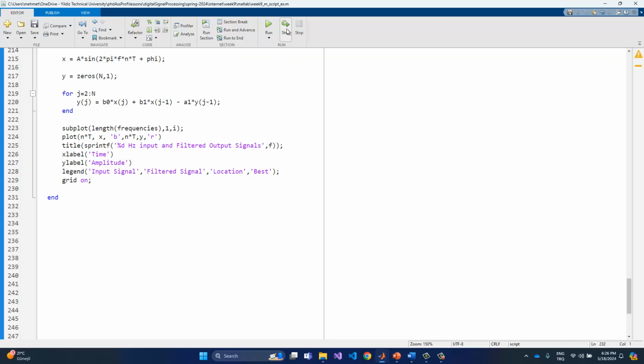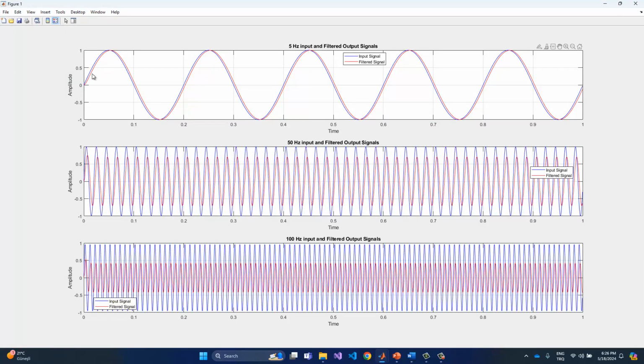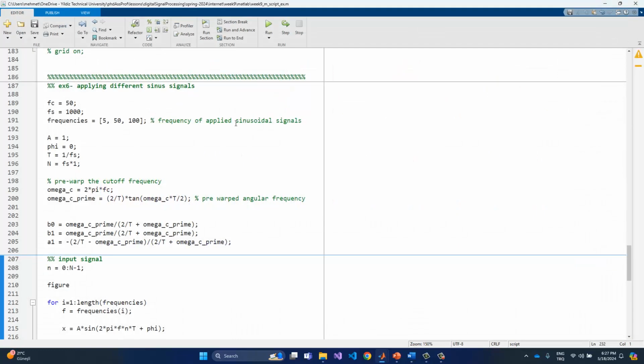Okay, and if I rerun this code for the different frequency responses, then we will see that in this signal our sinus is tracked with the same one, because this is the 5 Hz signal, but at the 50 Hz signal there are some losses in here, just like this one, up to 0.7. Okay, but at the 100 Hz signal, just see that we have 0.4 amplitude for a given 1 amplitude value. Okay, and the cutoff frequency is 550, right?